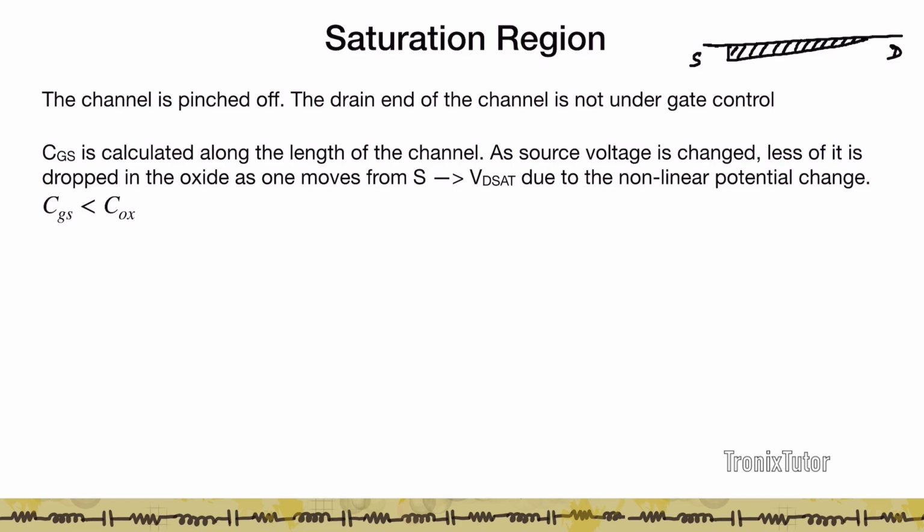However, because of the nature of the charge, that the charge increases here and essentially falls down to 0, the coupled charge is actually less than what would have happened if this was a parallel plate capacitor. So what we see is that we expect CGS to be some value as a function of Cox. We expect CGD to be 0, but we also expect CGS to not be Cox but to be some value less than Cox.